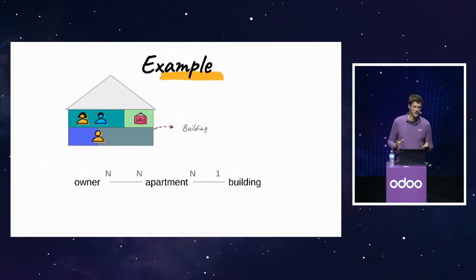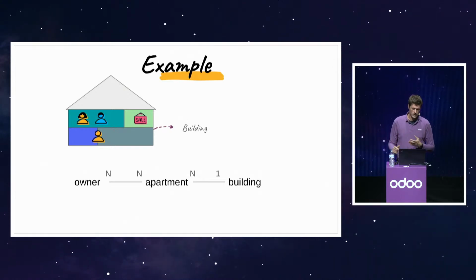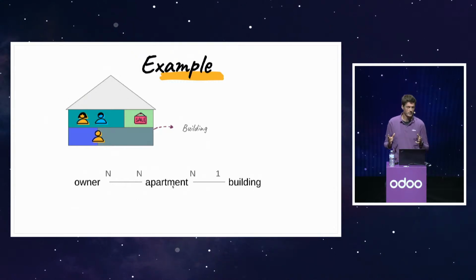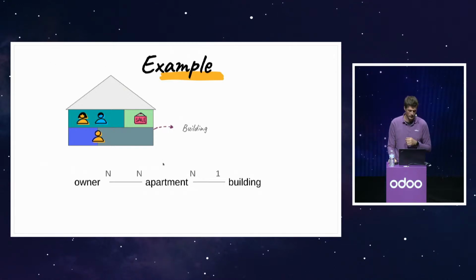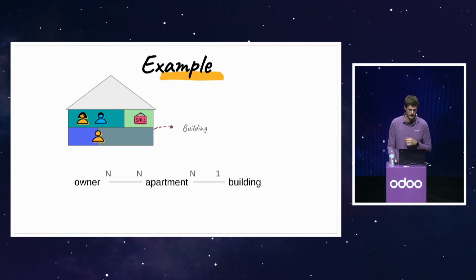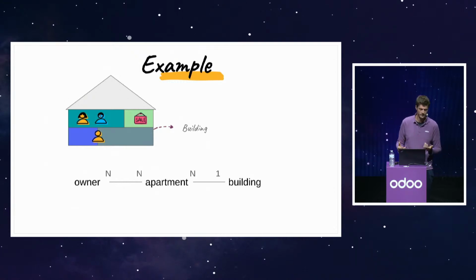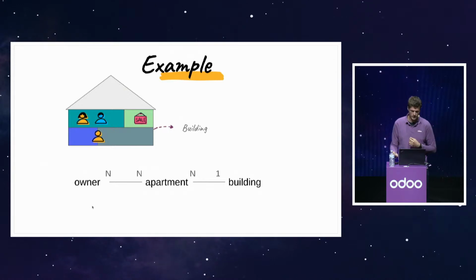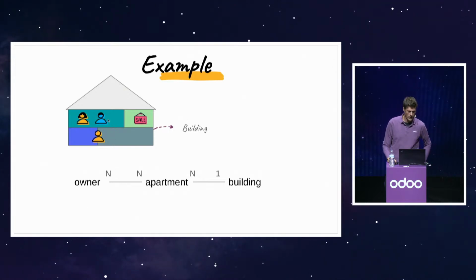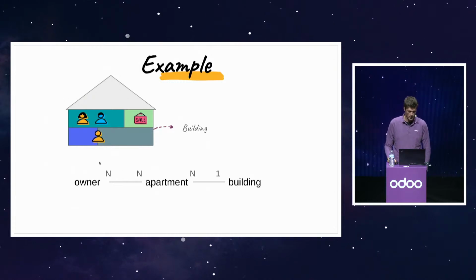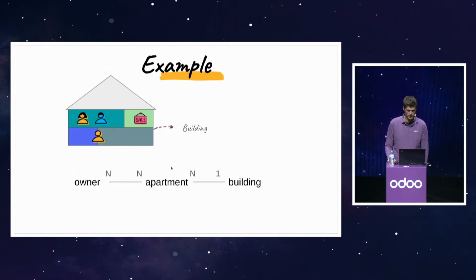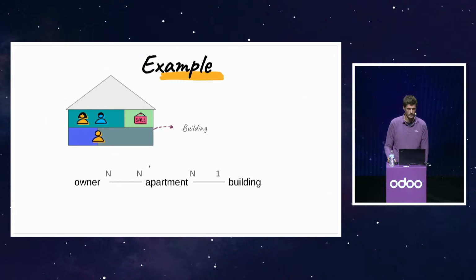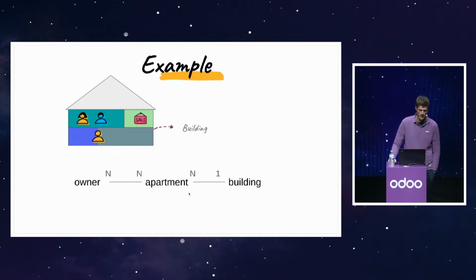Imagine you have a building. You have owner, apartment, and building. If I split these different concepts a little bit, you have your building, you have an apartment, and inside the apartment you can have an owner. If you look at our relations here, for example, one owner can own different apartments, and inside an apartment you can have different owners. So you see that this relation is a many-to-many.